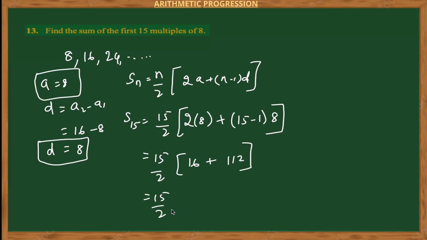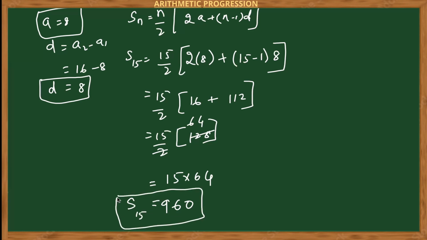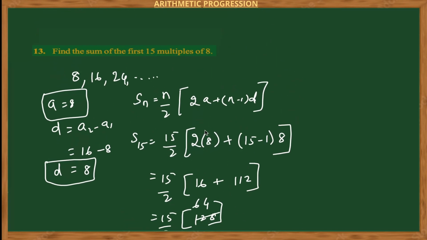So 15 divided by 2, adding this it becomes 128. Okay, so 2 goes in this how many times? 64. Fifteen into 64, multiplying, we'll get 960. S of 15 is equal to 960. So this is the sum of the first 15 terms, which are multiples of 8.